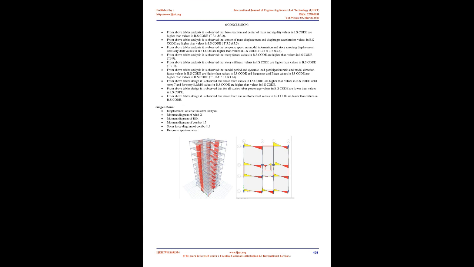From the above tables of column design we observed that required area of rebar of IS code is higher than BS code, then moment values and required steel bars in IS code are higher than BS code. BS code is approved. 5.6 Design of piers.